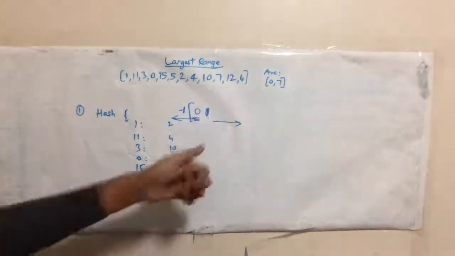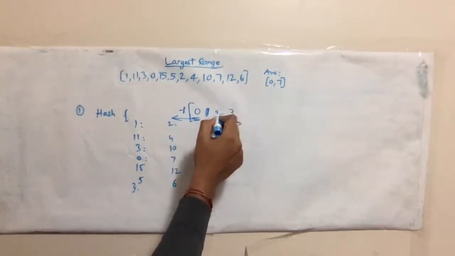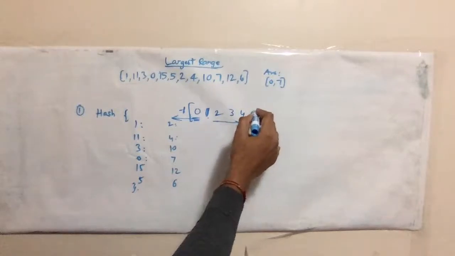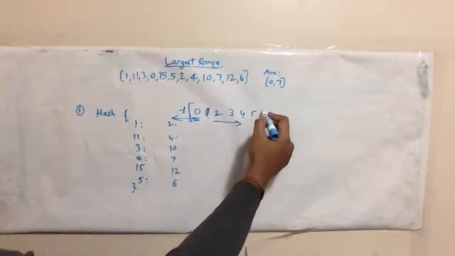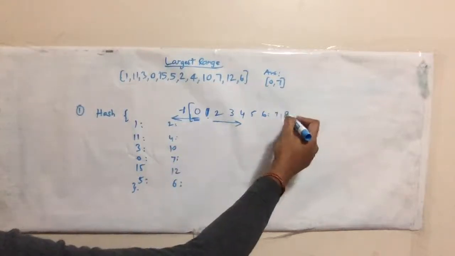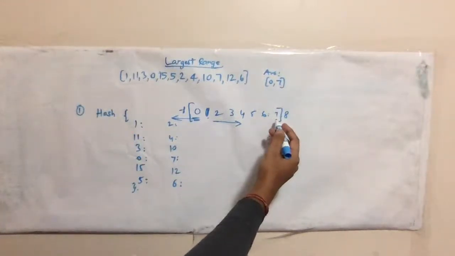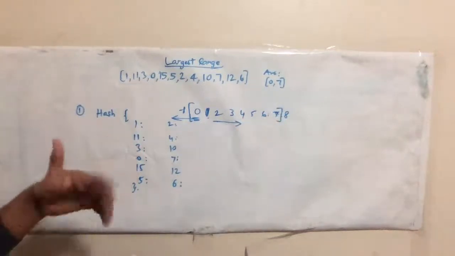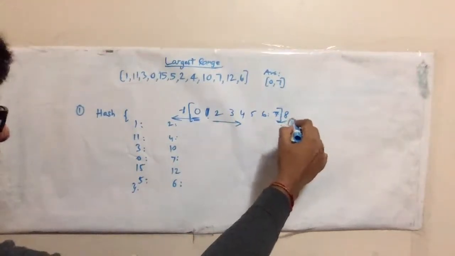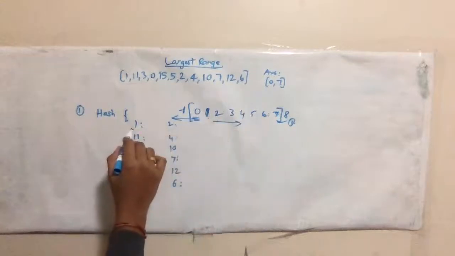Are there any numbers greater than 1? Is 2 present? Yes. Is 3 present? Yes. Is 4 present? Yes. 5 is also present, 6 is also present, 7 is also present. When we check 8, 8 is not present. So the last number for this list is 7, and we need to implement that in the actual implementation. So we got one list.